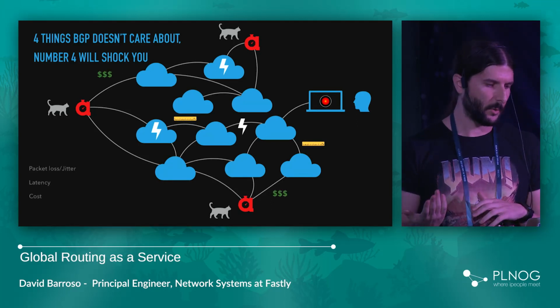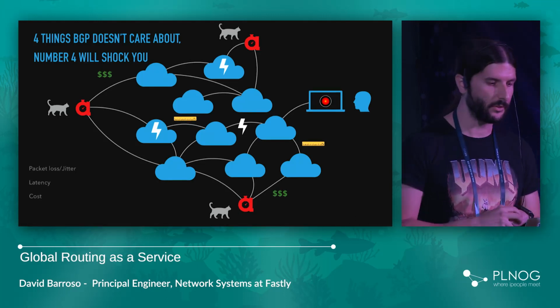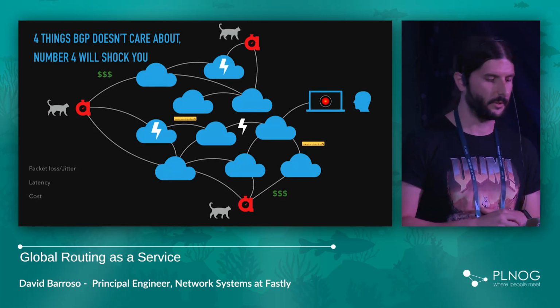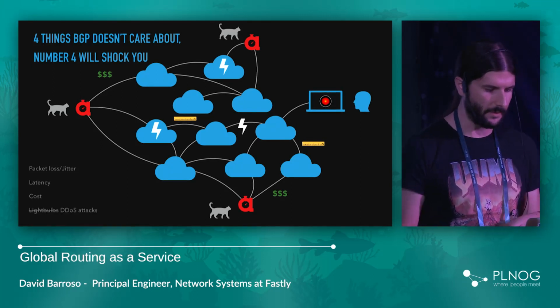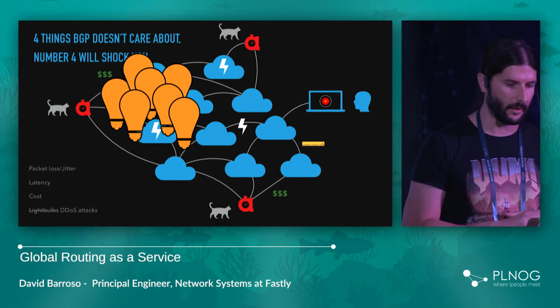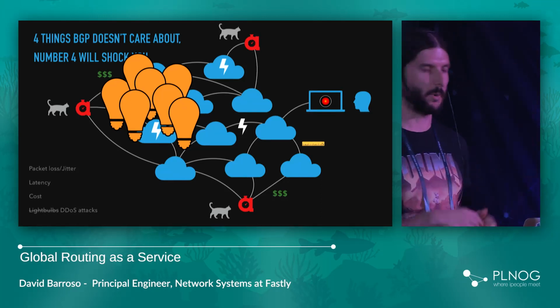Another thing BGP doesn't care about is cost. You all know that transits will not have the same price. If you're peering with someone, that's going to be way cheaper than using transit, etc. And then finally, DDoS attacks. BGP doesn't know anything about light bulbs just being compromised and destroying some part of the internet.